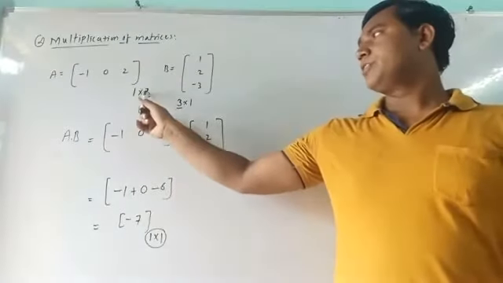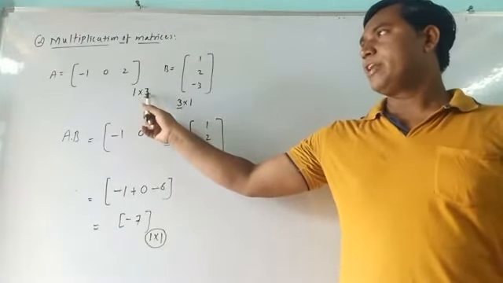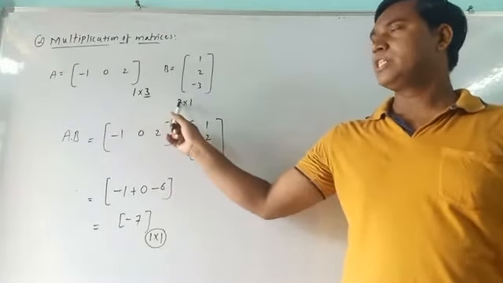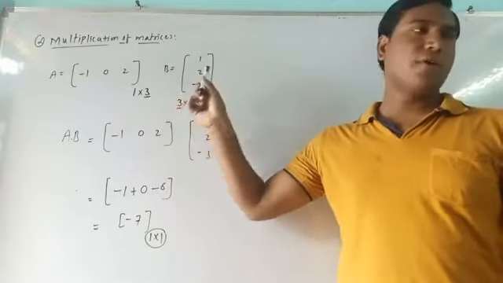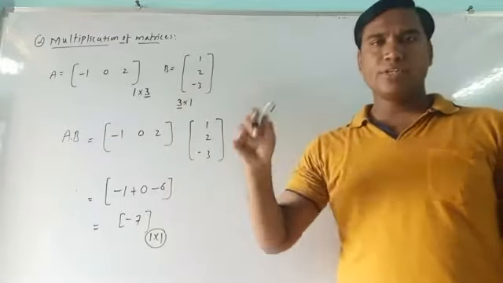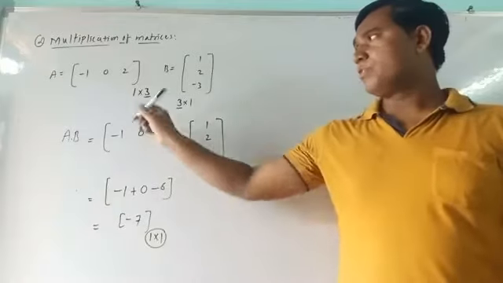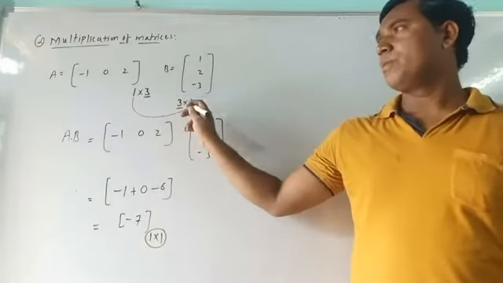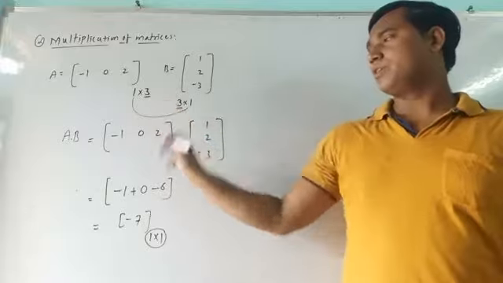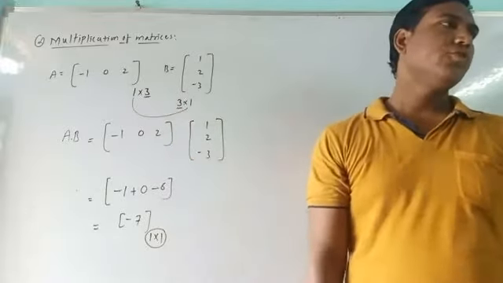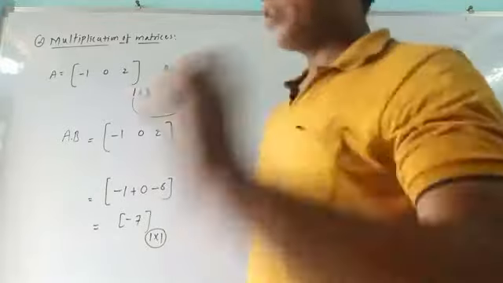After multiplication, if the number of columns in the first matrix is equal to the number of rows in the second matrix, then after performing the multiplication, compulsorily, 100%, the order of the new matrix will be 1 by 1. So it is the concept. Now we will take one or two examples.